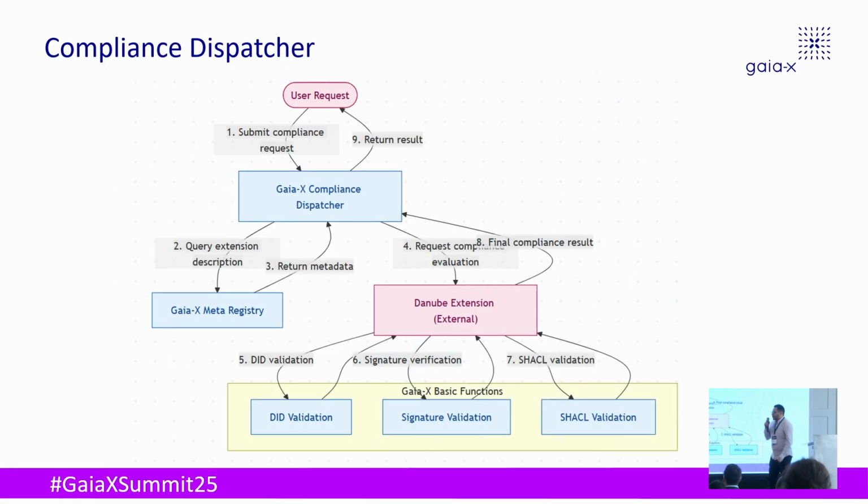So the compliance dispatcher, like I said earlier, is really the center of the Danube part. As you can see here, you can have a user request that first of all goes through the compliance dispatcher, and then in the second part, you can query the meta registry to get some metadata on the extensions, for example. It can be done either at request time or previous to that, and then it just returns the data from the meta registry.